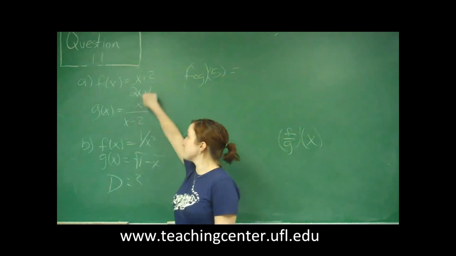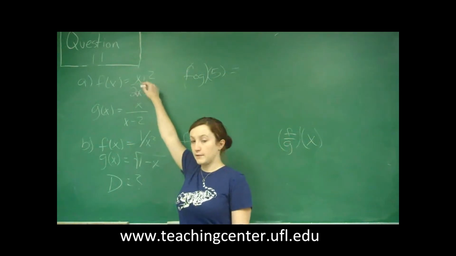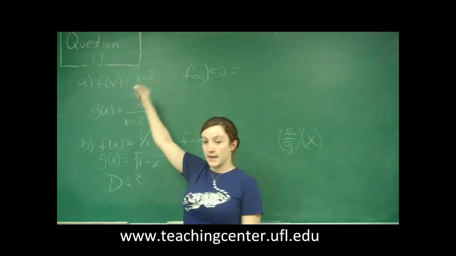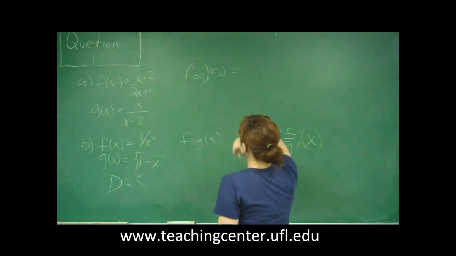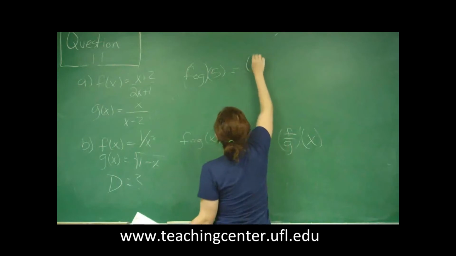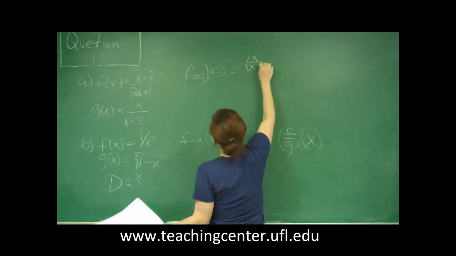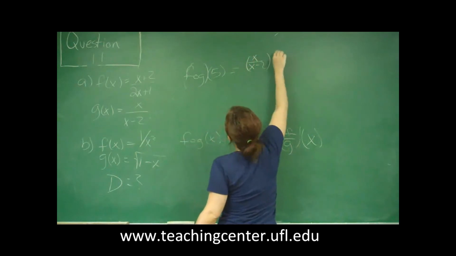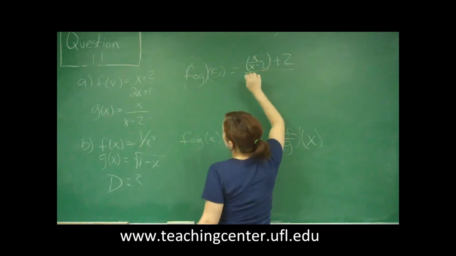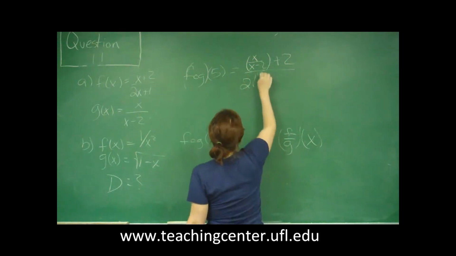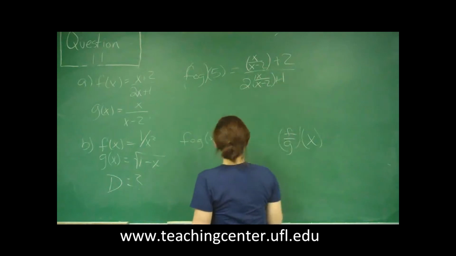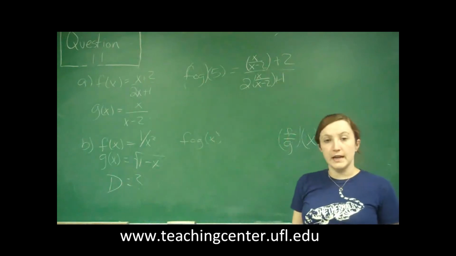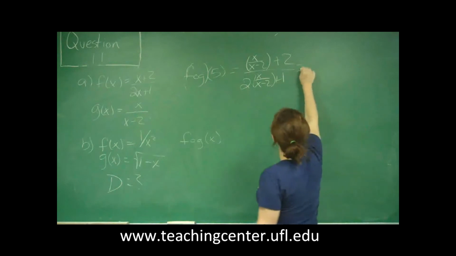So what that means is that anywhere in our f of x equation we see an x, we're going to plug in our whole g of x equation. So that will give me x over (x - 2) plus 2, over 2 times x over (x - 2) plus 1. And now we're just going to have to plug in 5 for those x values.